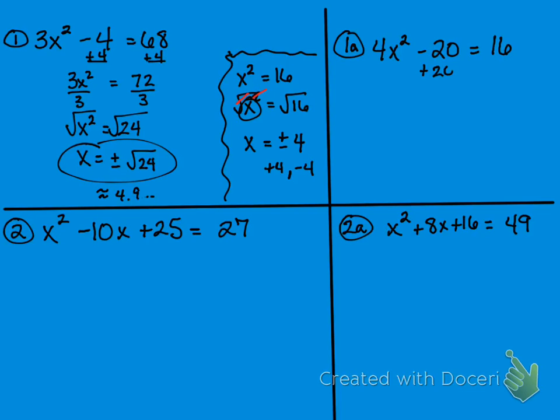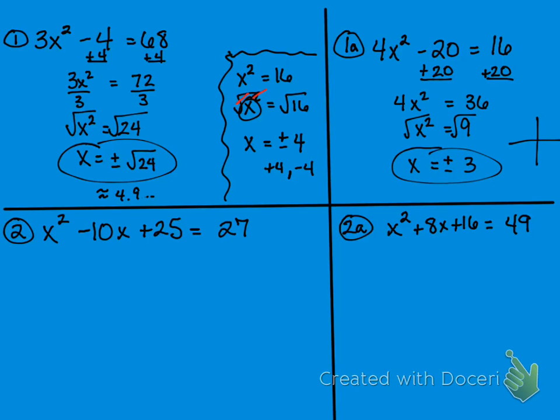Hopefully you've done this on your own, but you know that the first step is to add 20 on both sides. You get 4x squared equals 36. We see that we can divide both sides by 4. I get that x squared is equal to 9. And when we take the square root of that to get x by itself, we get that x is equal to positive or negative 3. So we're good to go on that. These are helping you figure out, on your graph, the positive 3 and negative 3.